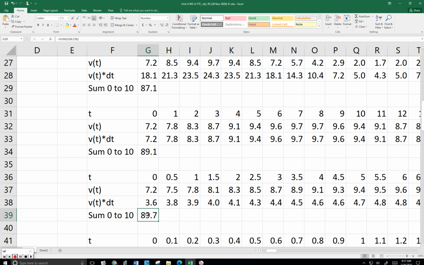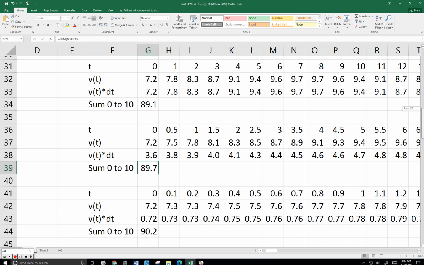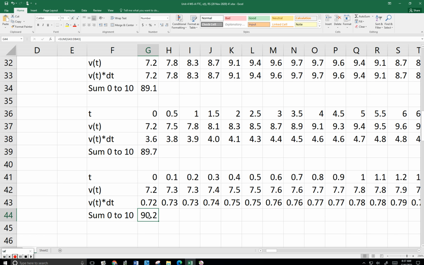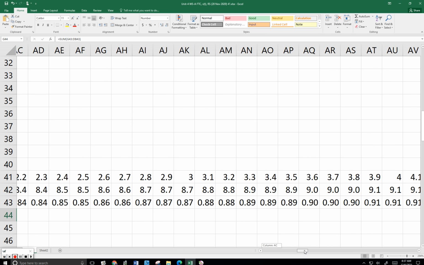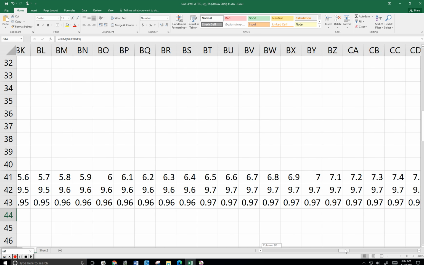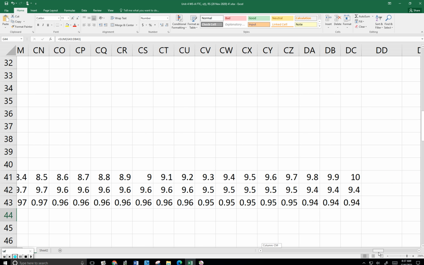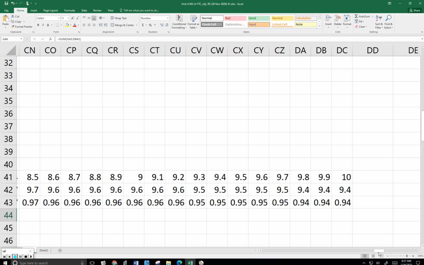Here's the last one I did. This is checking every 10th of a minute. And we get an estimate of 90.2. This spreadsheet rolls to the right quite a bit now. So I'm checking every 10th of a minute. Again, it's easy when you have a spreadsheet, just copy and paste. So there you go. Question?